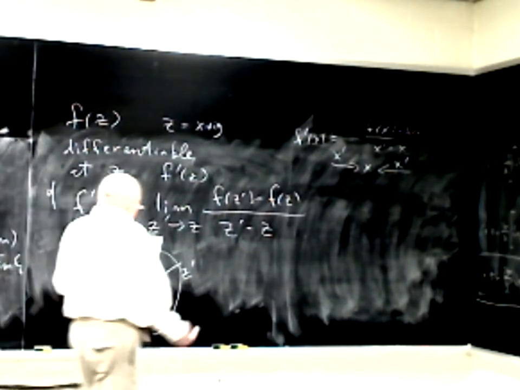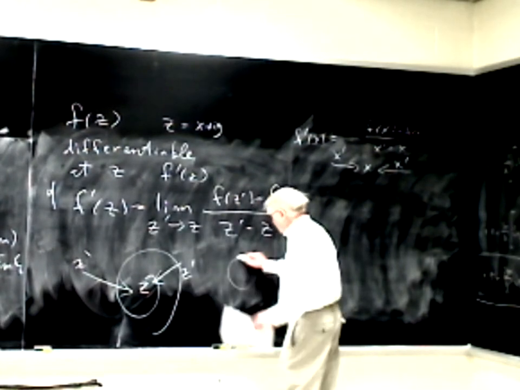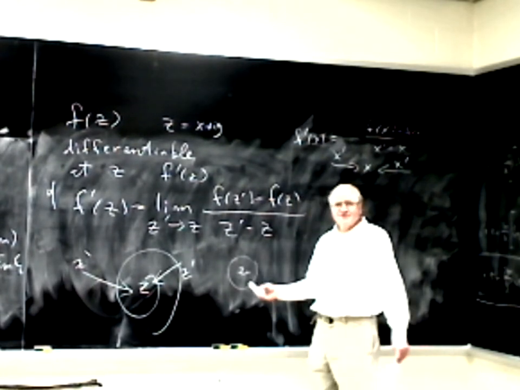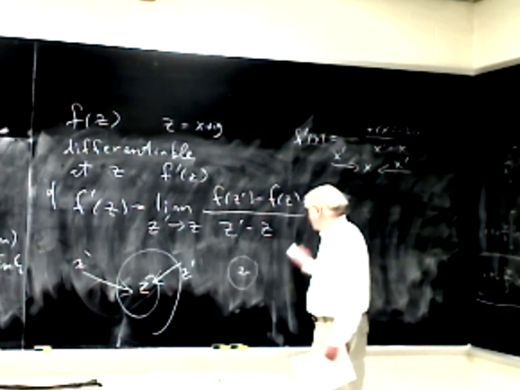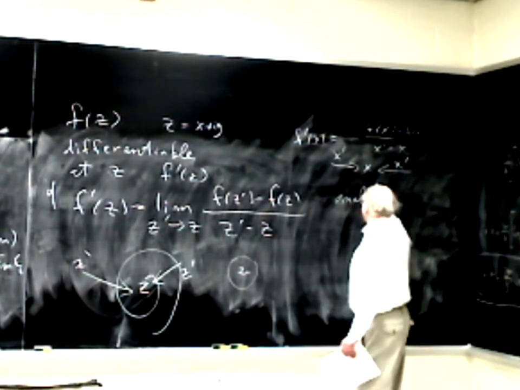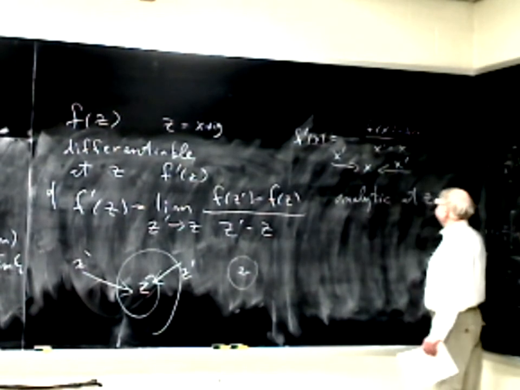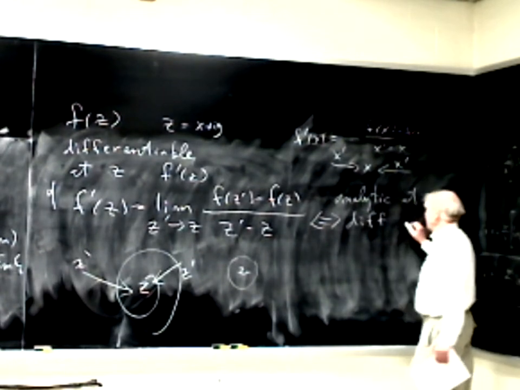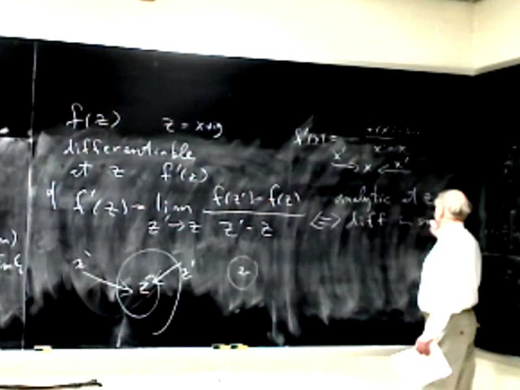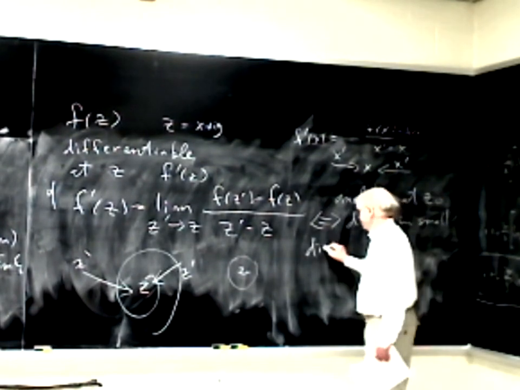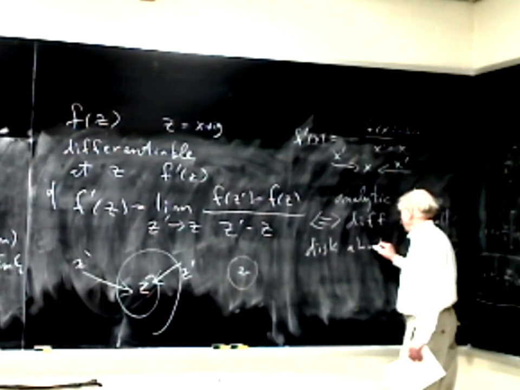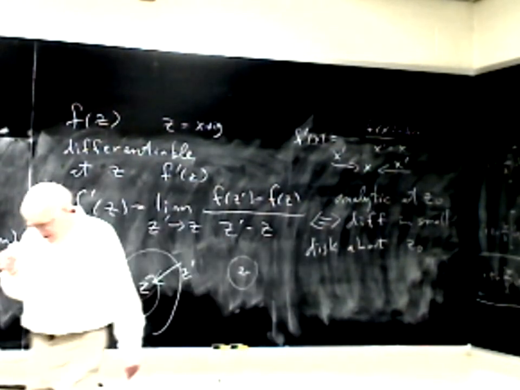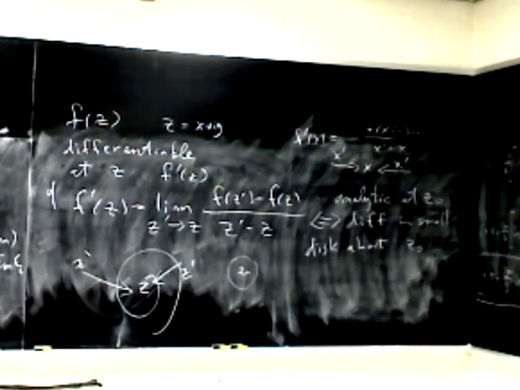Now, if the function is differentiable in some small region, like a disk around z0, then it's said to be analytic at z0. So analytic at z0 means differentiable in a small disk about z0. Okay, so that's what analytic means. It means you're differentiable in a tiny disk around z0.